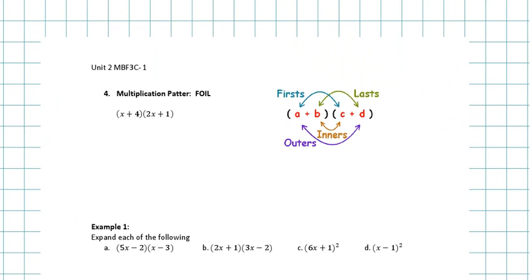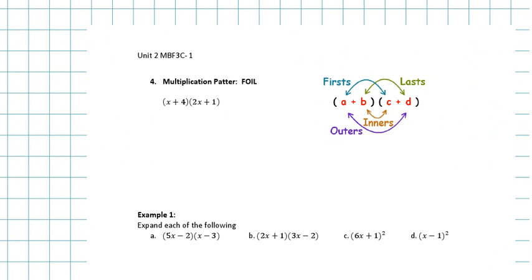Which brought us to the FOIL method. We've talked about the FOIL method before, and we said that we're going to multiply each term in the first bracket with the terms inside the other bracket using the FOIL method, which represents first, outer, inner, last. So that means I'm going to multiply the x by the 2x. That's my first term. So that's 2x squared.